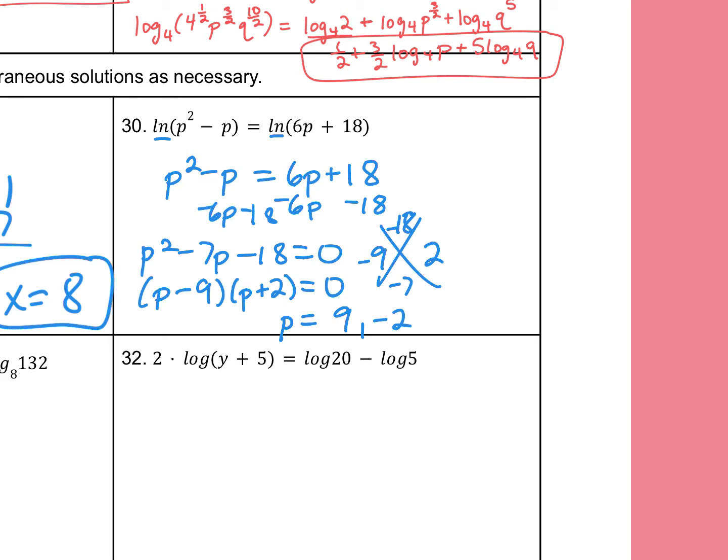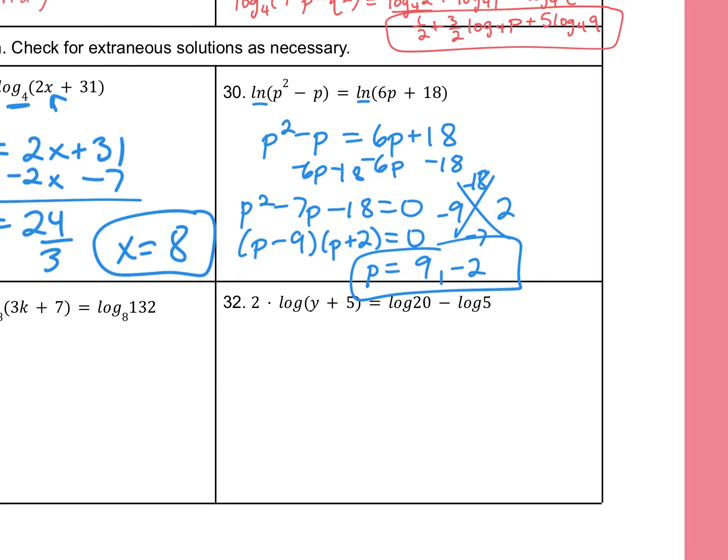So if I plug both of those in, I know that the 9 is going to work on both. The negative 2 squared is going to be 4 minus a negative 2. That's still going to be positive, so we're golden on that. All right.